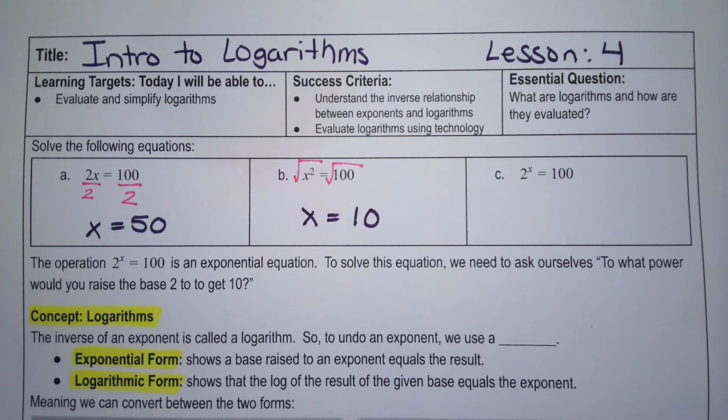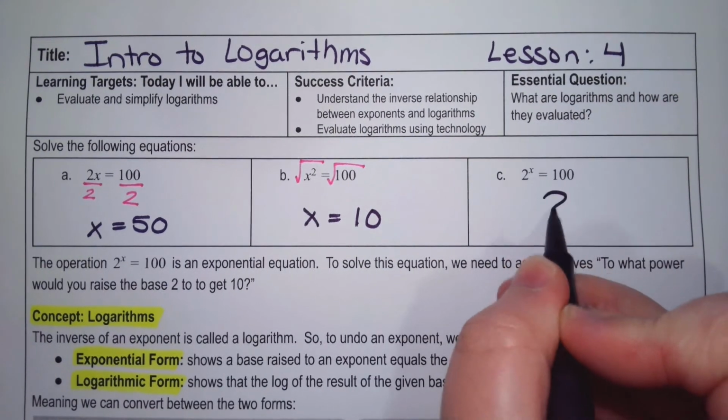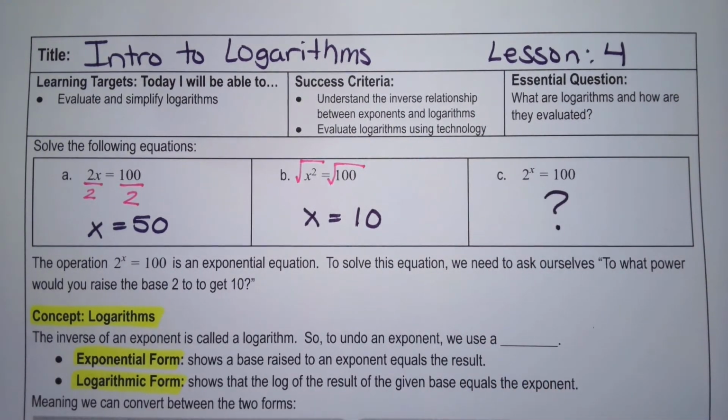But now here we have 2 to the x is equal to 100. So now our exponent is the variable we're solving for. We can't divide by 2 because x is in the exponent spot. We can't square root it because we don't have an x root. So we don't have anything in our toolbox yet to solve when our variable is in the exponent spot. And that is what we're going to be talking about today, how we go about doing that.